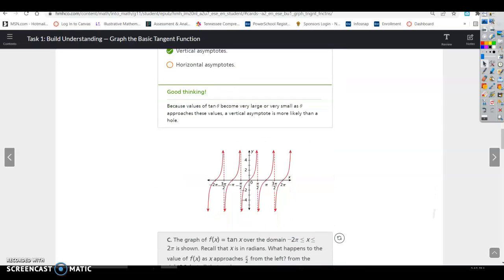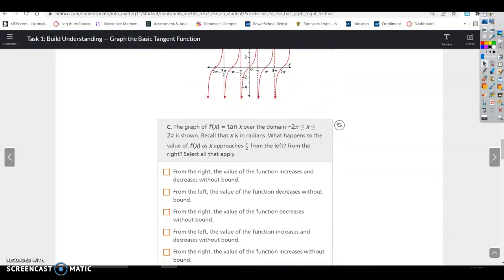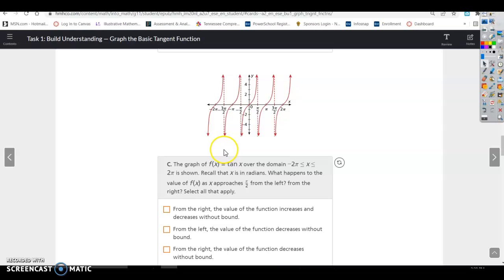pi over 2. All right, so the graph of f of x equals tangent of x over the domain negative 2 pi to 2 pi is shown. Recall that x is in radians, and you can see that it's in radians because it says pi over 2, pi, 3/2 pi, 2 pi. So we know that from 0 to 2 pi is the same as 0 to 360, and then this would be 0 to negative 360, but we're using radians, so it's negative 2 pi to 2 pi.